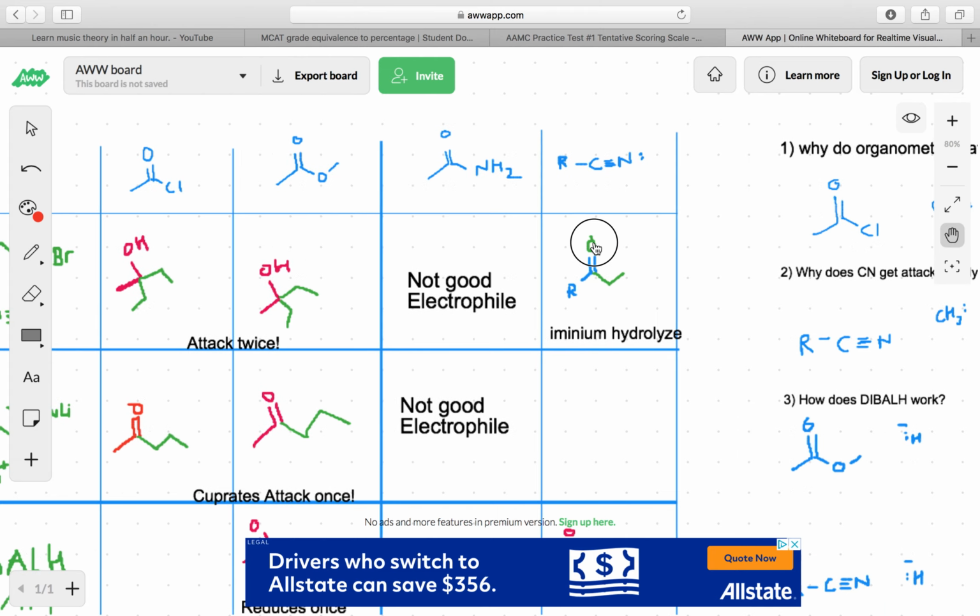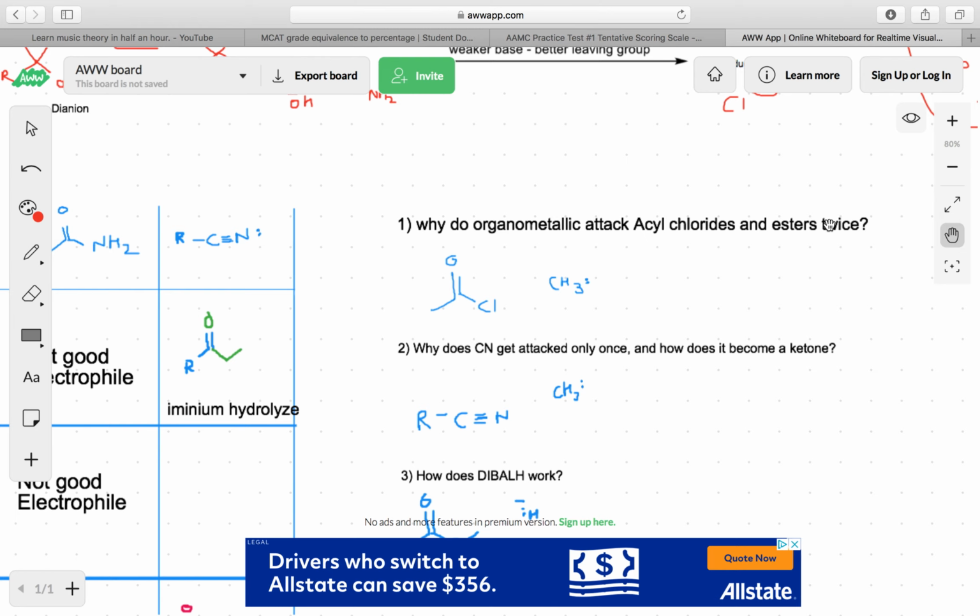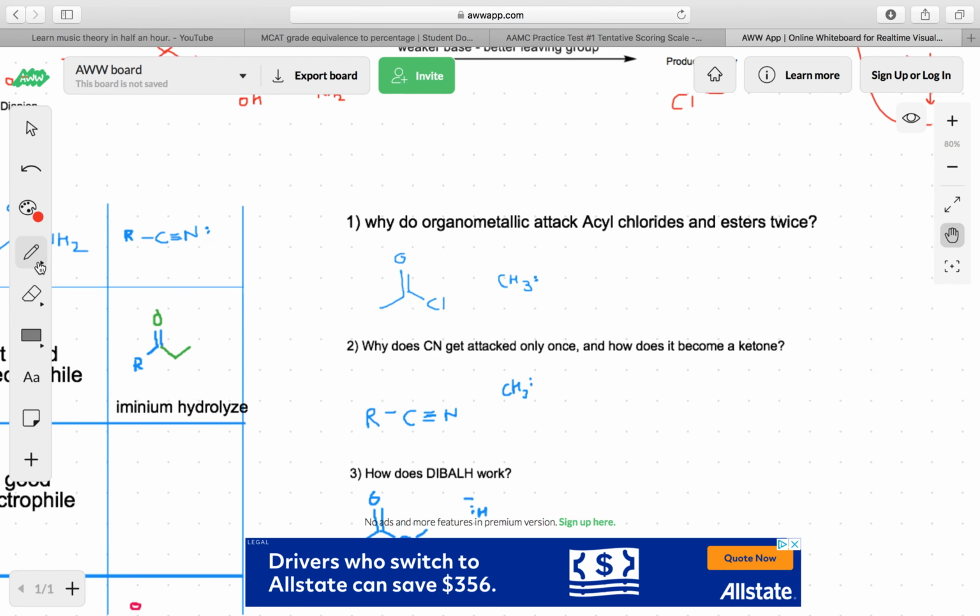First off, why does the Grignard attack acyl chlorides and esters twice? So the mechanism is the same for both, so I'll just show it to you for acyl chloride. So we have our CH3 MgBr, which is just a carbanion. It's going to come in, attack this electrophilic center, and push up the pi bond. So what we should get is something that looks like this. We're going to get our tetrahedral intermediate. Now we have our CH3 that we just added on.